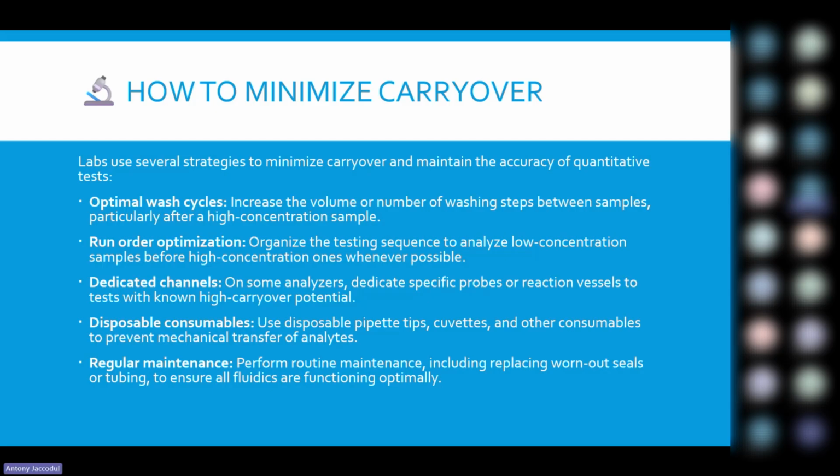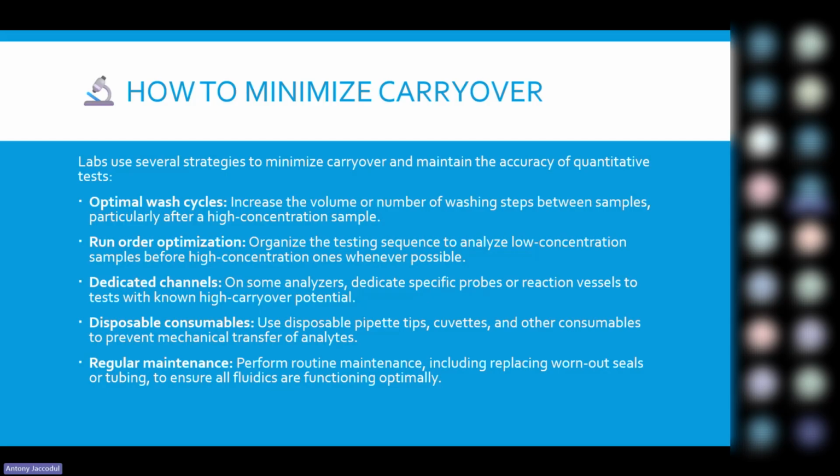Dedicated channels: on some analyzers, there are dedicated specific probes or reaction vessels to test samples with known high carryover potential. So some equipment has those particular components. Disposable consumables: use of disposable pipette tips, cuvettes, and other consumables to prevent mechanical transfer of analytes. Most equipment nowadays has single-use pipette tips, single-use cuvettes, or single-use reaction vessels to ensure that unintended transfer does not happen.